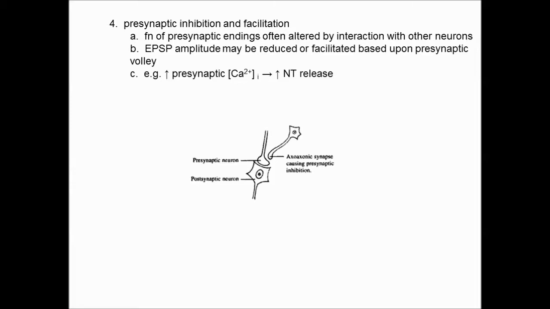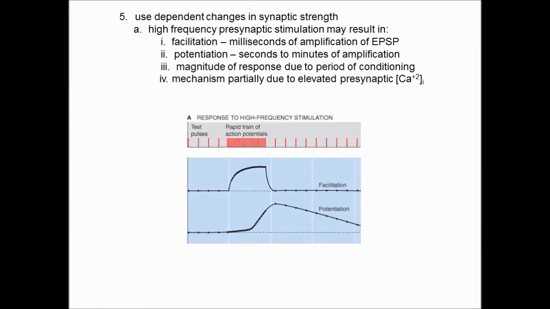And this is usually due to the amount of presynaptic calcium that gets into this cell and causes neurotransmitter release. So if you, for example, facilitate this presynaptic ending, that will increase calcium inside the ending and increase neurotransmitter release. So this is part of the integration story, presynaptically controlling how much neurotransmitter is released.